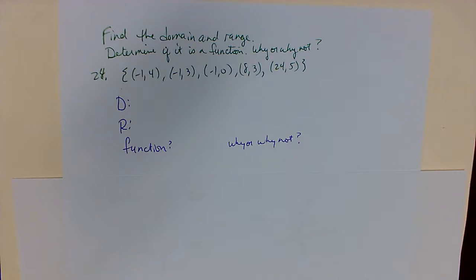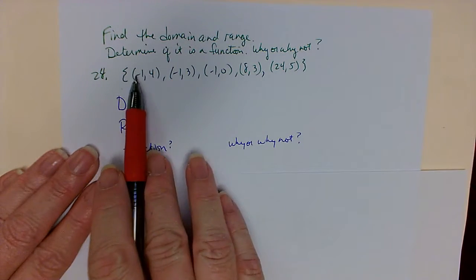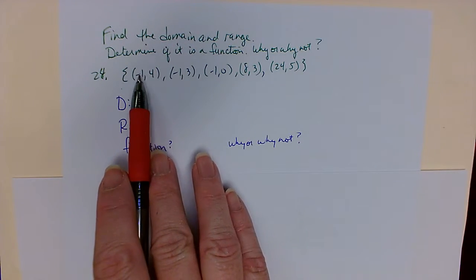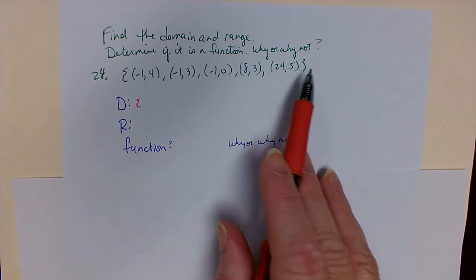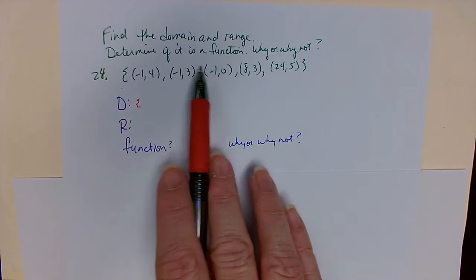So here we are finding the domain and range and determining if it's a function and why or why not. So the first thing we want to do is find the range, and the range is the first elements in our pairs here. And in this case, we're talking about x and y, so this will be the x values.